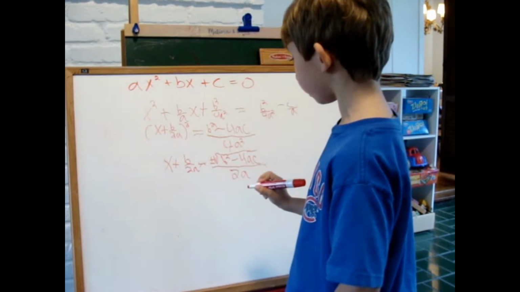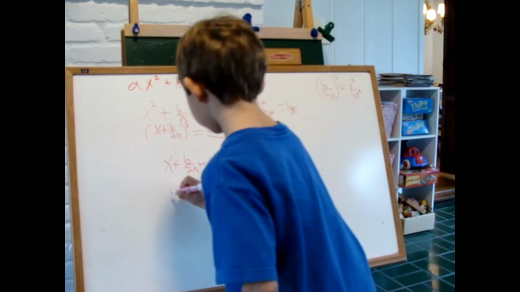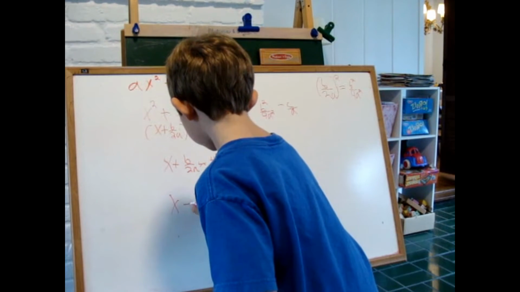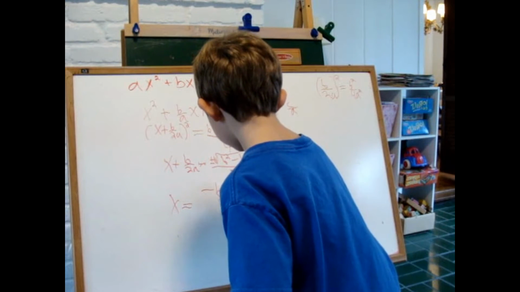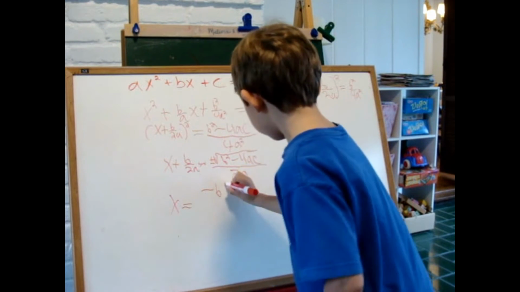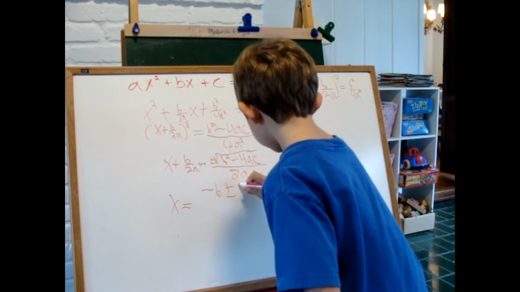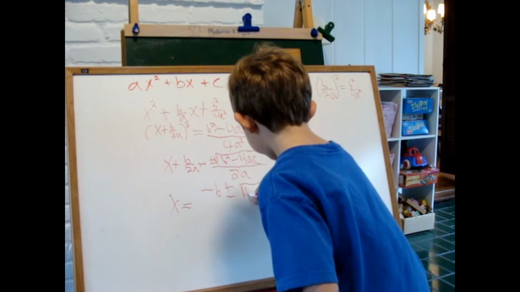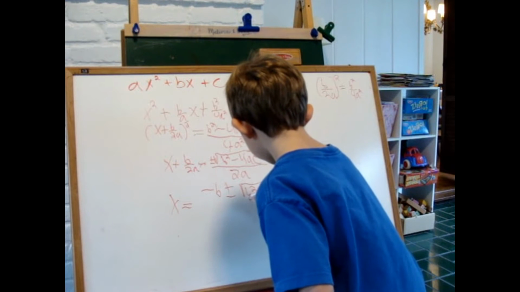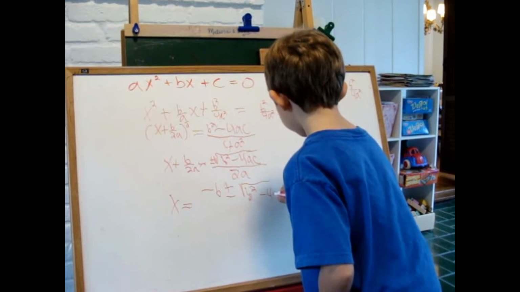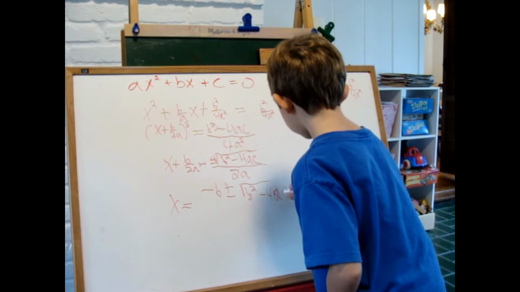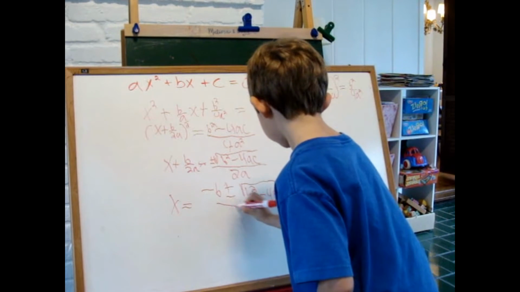Now, solving for x, we get x equals negative b plus or minus the square root of b squared minus 4ac, all over 2a.